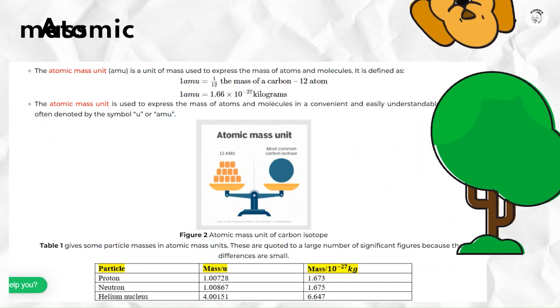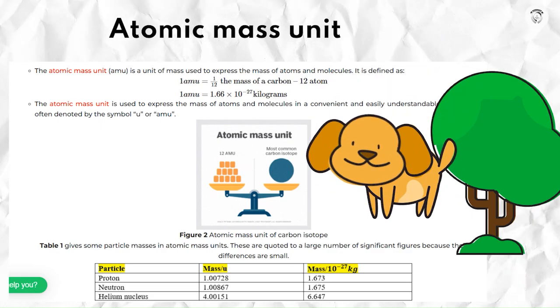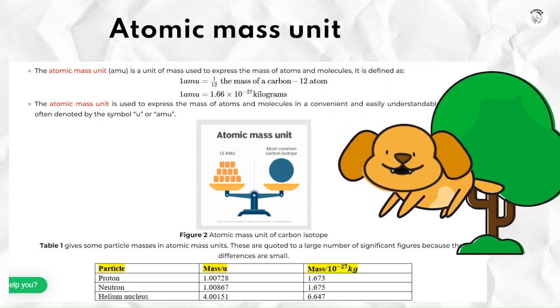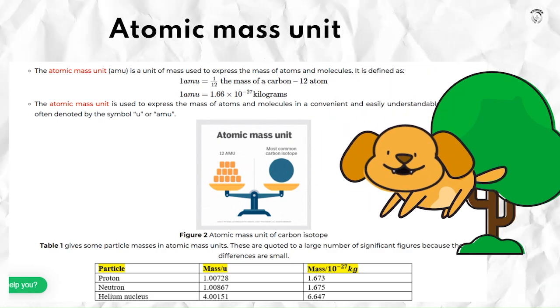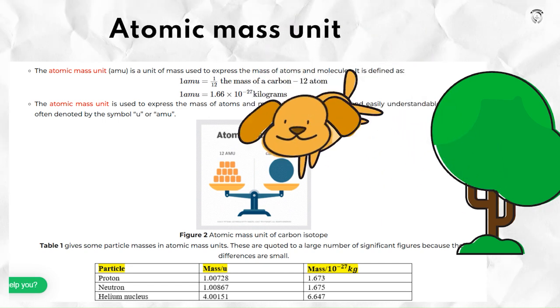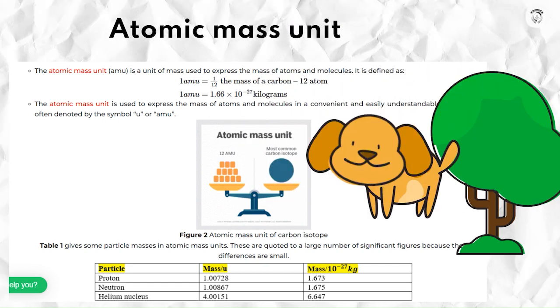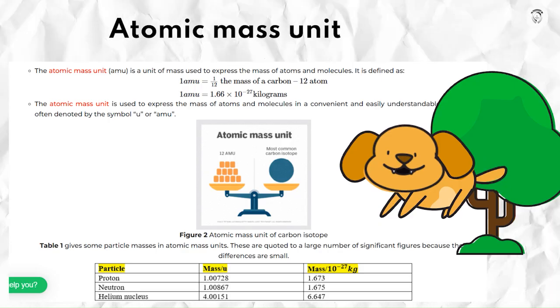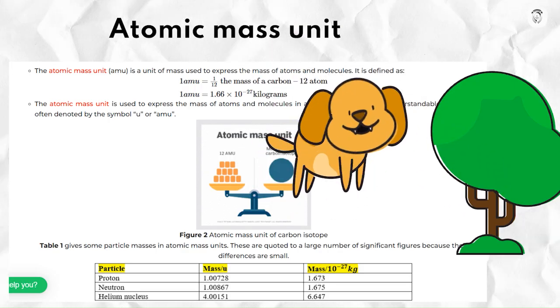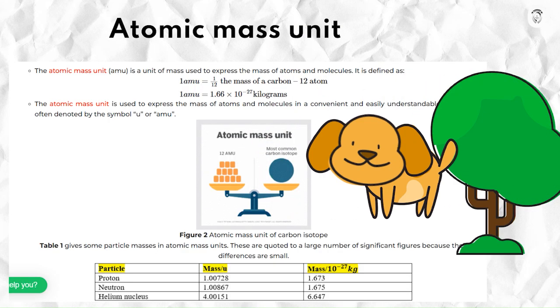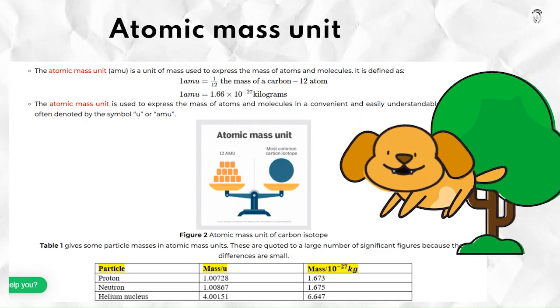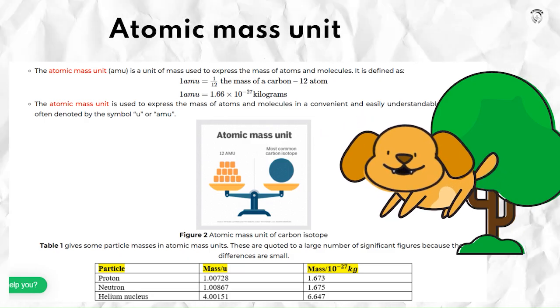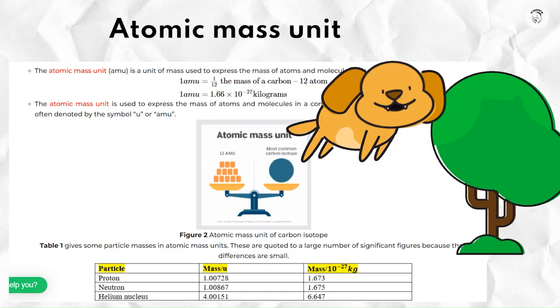Now let's talk about a unit which is called the atomic mass unit. Atomic mass unit is the unit of mass and it is used to express the mass of atoms and molecules. Or we can say that one atomic mass unit is equal to 1/12 of the mass of carbon-12. And one atomic mass unit is almost equal to 1.66 times 10 raised to power minus 27 kg.